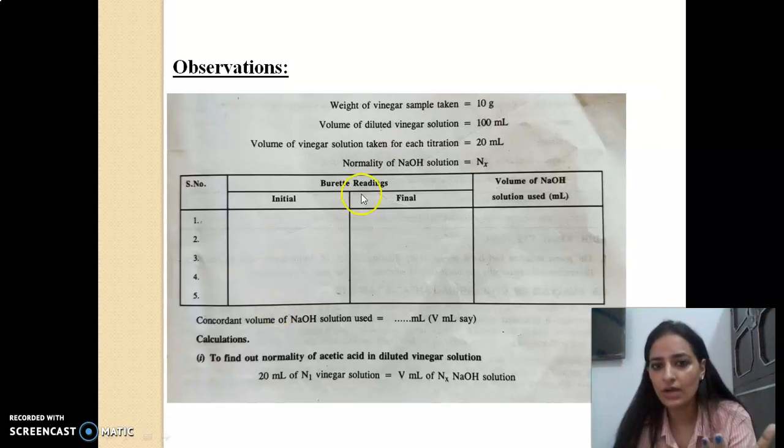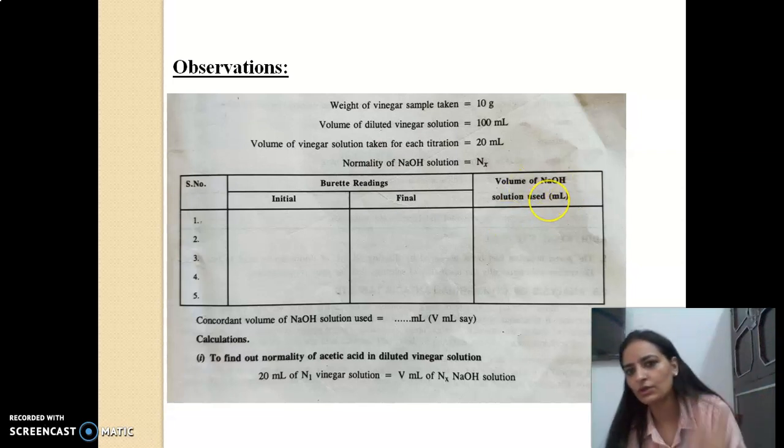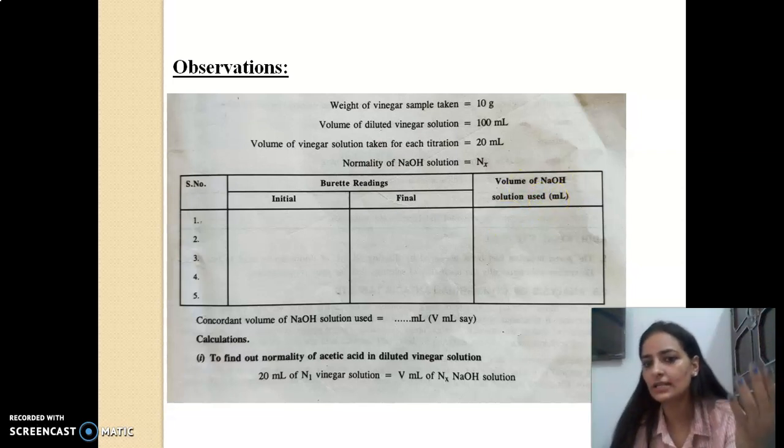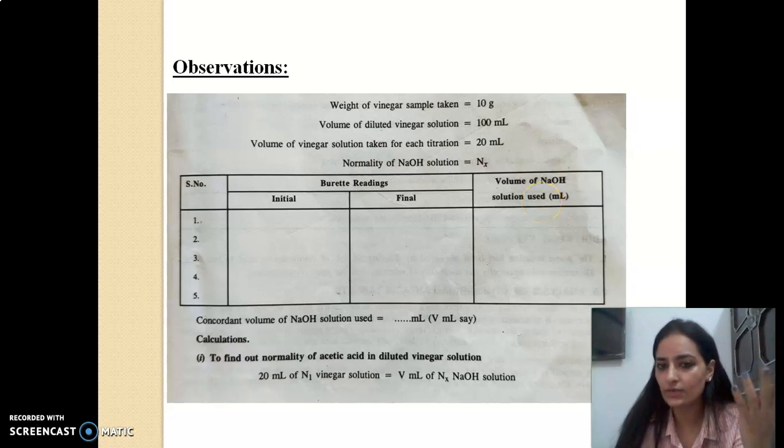So observation you have to note down, and you have to write it in a tabular form like this. You have to note down the initial burette reading, final burette reading, and you have to calculate the volume of solution used, depending upon which solution you are taking. If you are taking NaOH, you have to note down the volume of NaOH used. If you are taking your acetic acid or your vinegar there, you have to calculate the volume accordingly.